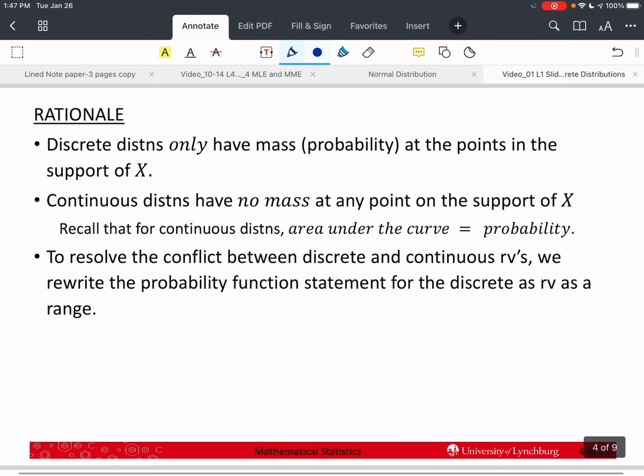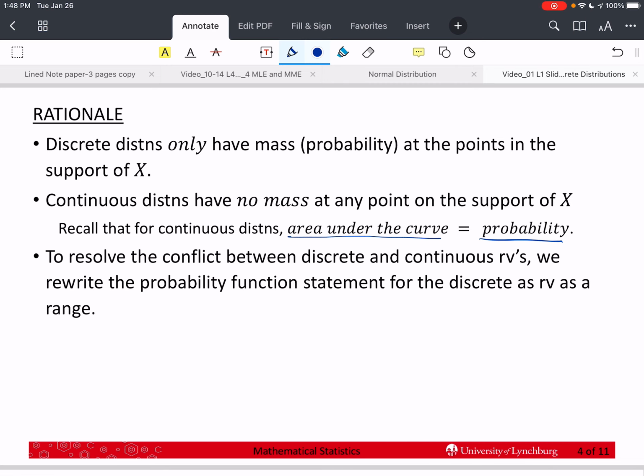Okay. So here's the rationale. The discrete distributions only have mass or probability at the points in the support of x. Everywhere else, the probability is 0. So in between these points that x can take in the discrete distribution, there is no probability. On the other hand, a continuous distribution has absolutely no mass or probability at any point in its range. It's always 0. In order to have any probability, we have to have an area under the curve of the PDF, okay?